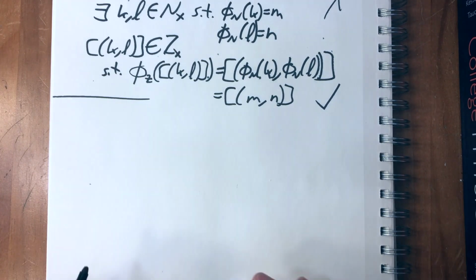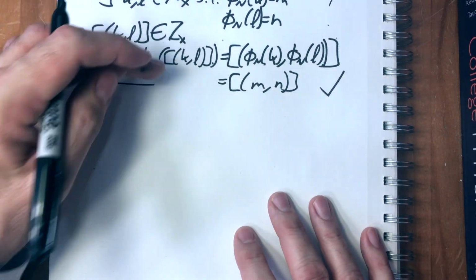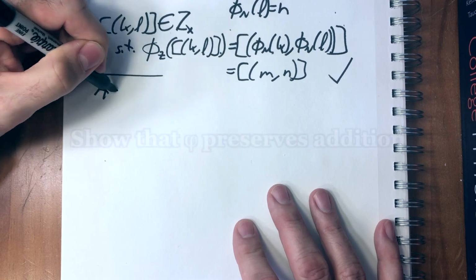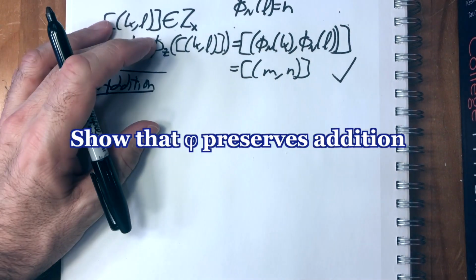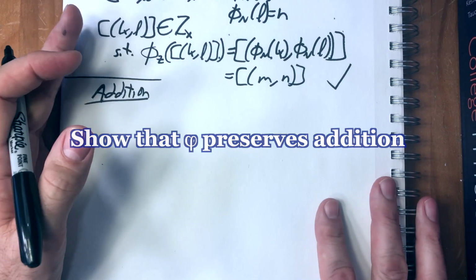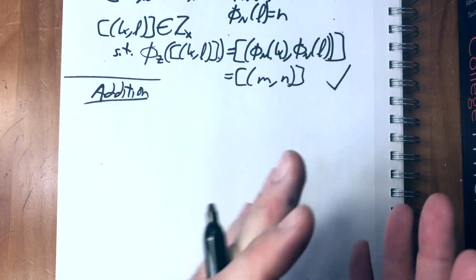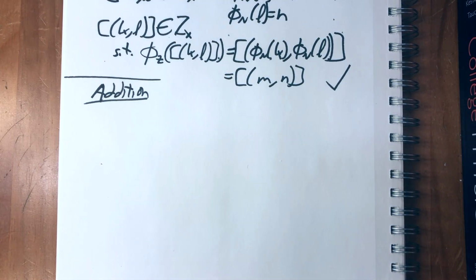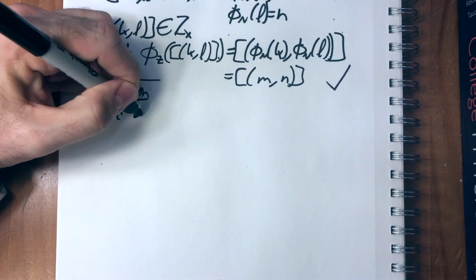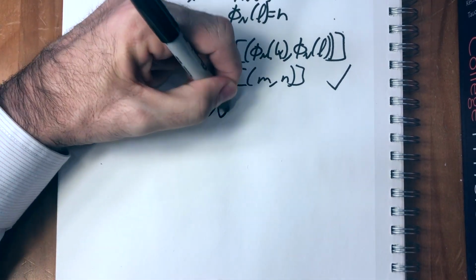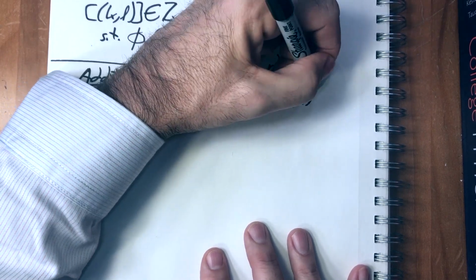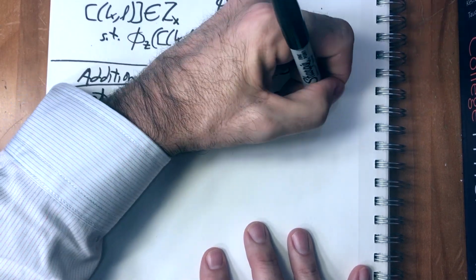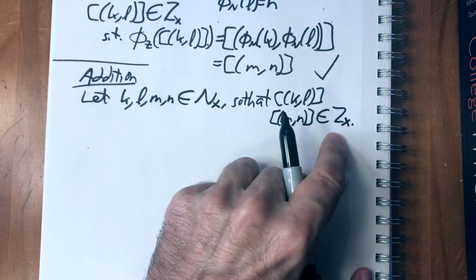So now what we have to show is still that phi of z is an isomorphism. So, addition. The cool thing is that before we had to use an induction for the natural numbers. We don't need to use induction anymore because we've already shown the first set. Now we're just building off of that set. So let k, l, m, n be elements of the natural numbers in x. So (k, l) and (m, n) are both elements of the integers in x.